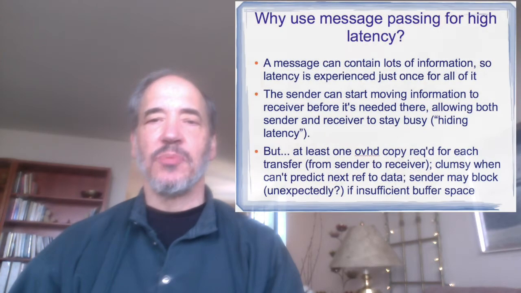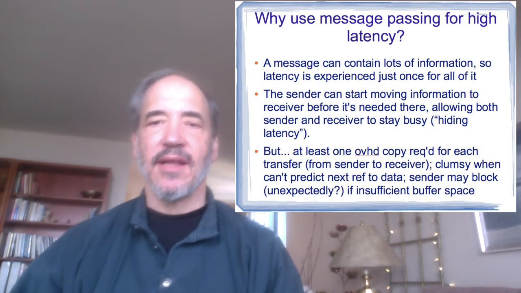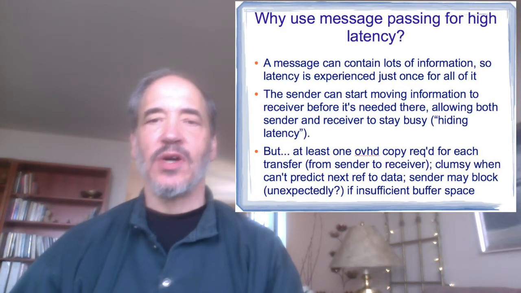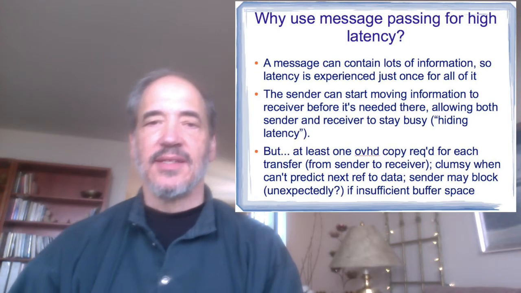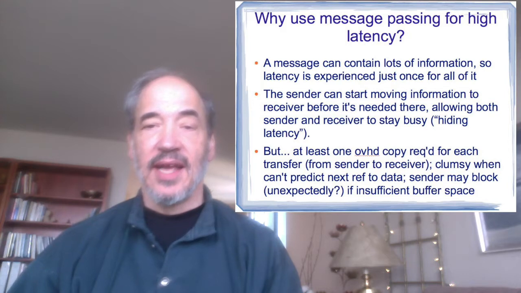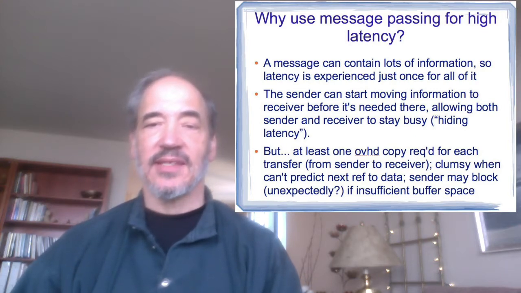So why do we use message passing for high latency platforms? Well, a message can contain lots of information. So with message passing, the latency is experienced just once to send all that information across the interconnect. The sender can start moving the information to the receiver before it's even needed at the receiver, and that means by the time the receiver needs it, it may already be there, and that's called latency hiding, actually getting the communication to occur while all of the processors are busy doing other things.